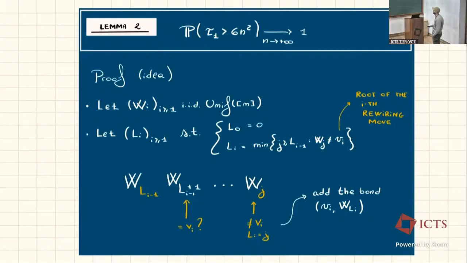And then I start at W_{L_{i-1}+1}. I check, okay, is this V_i? If it is, we'll go on till eventually it is not. And if it's not, this is a valid rewiring move for our model. So we will add 1 to that bond. In case that edge is already there, we'll create a multi-edge. If it's not there, we'll just add that edge.